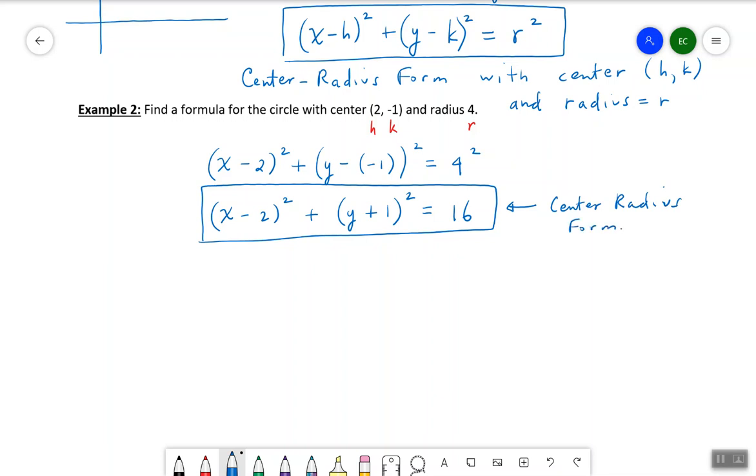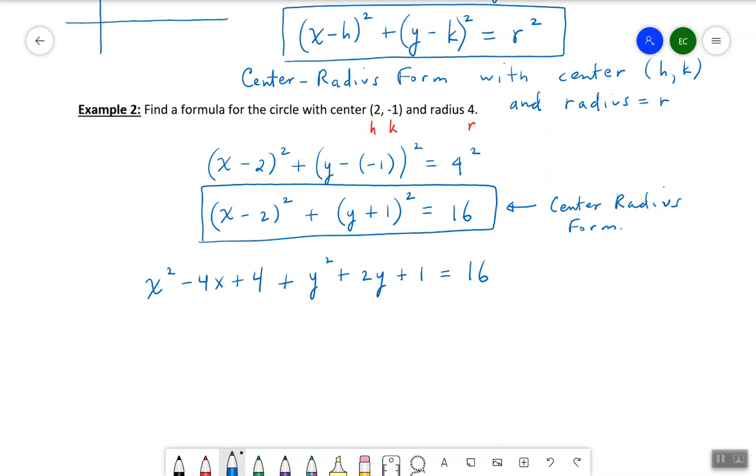And there's another way to write the equation of a circle. It would be to multiply this out and then group the terms together. So if you multiply x minus 2 times x minus 2, you would get x squared minus 4x plus 4. And if you multiply y plus 1 times itself, you get y squared plus 2y plus 1. Don't forget the middle term each time now. All that equal to 16.